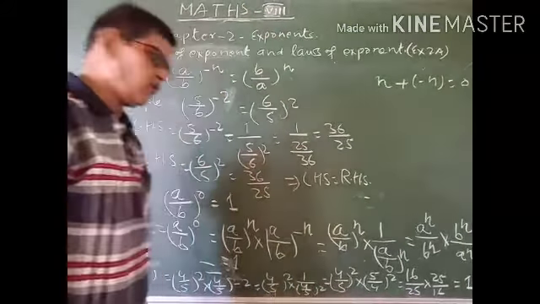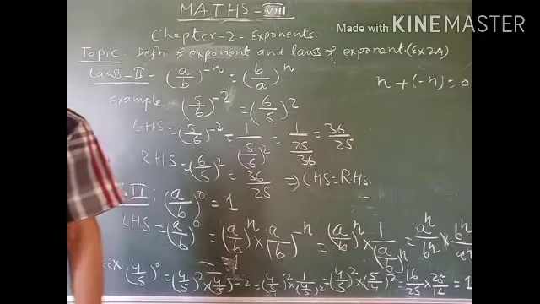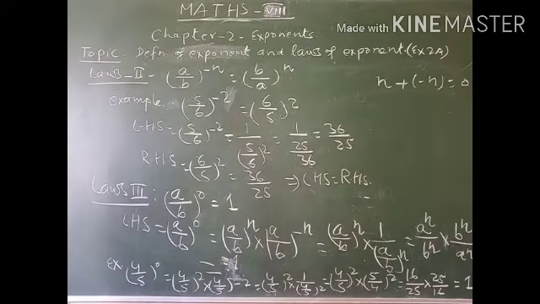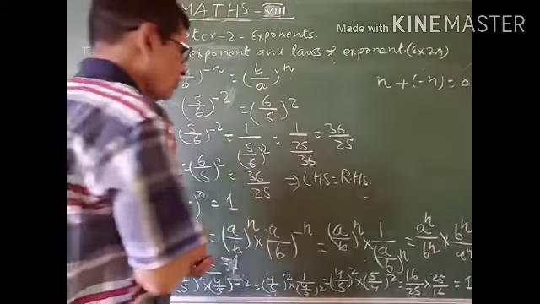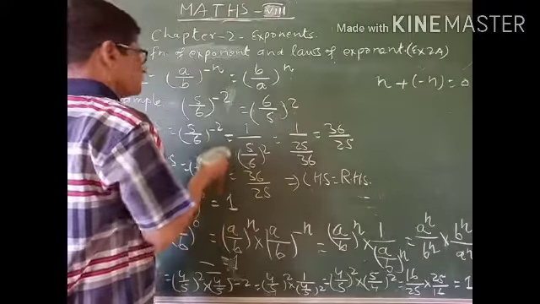So this is how any number whose exponent is 0 will give you equal to 1.